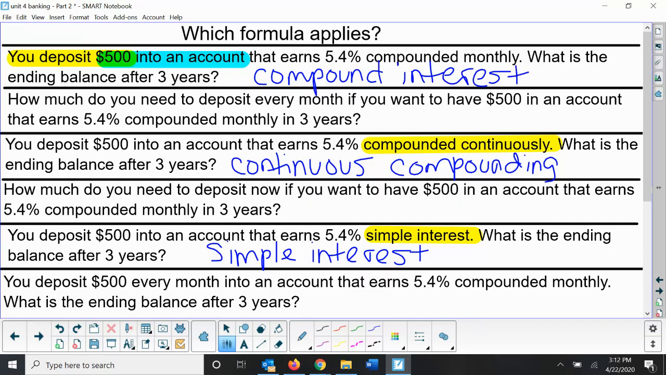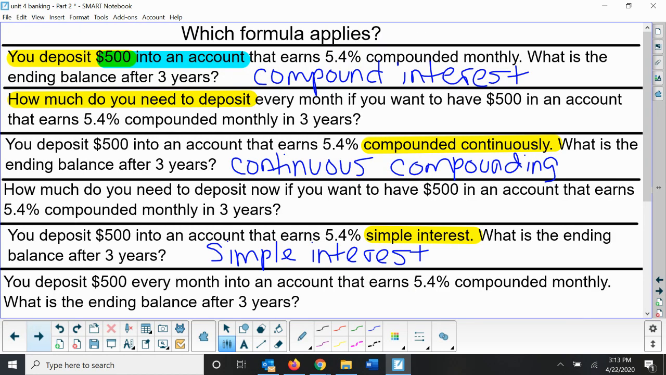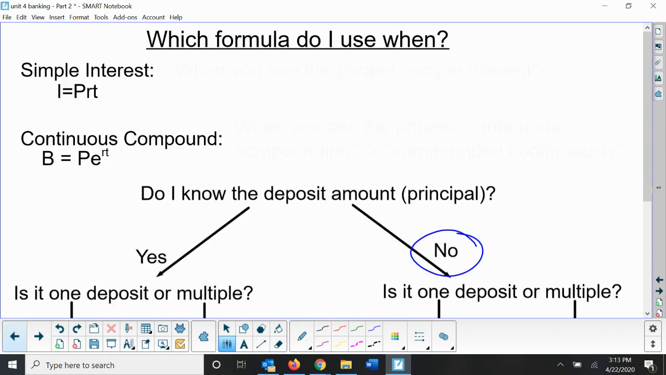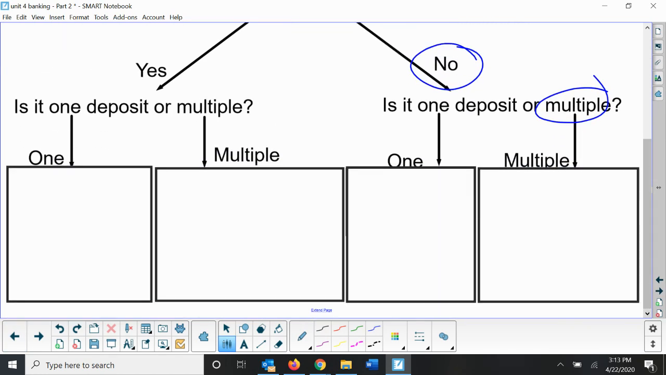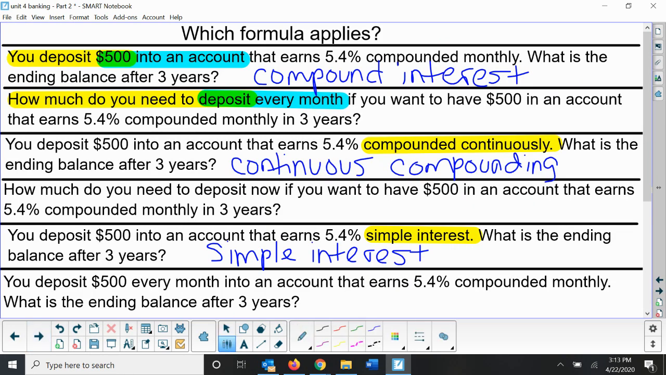With my second problem, I'm going to ask myself that first question. Do I know the deposit amount? And it says right off the bat, how much do you need to deposit? And so that tells me, if it's asking me how much I need to deposit, do I know the deposit amount? No, I do not. And then I need to determine, is it one deposit or is it multiple deposits? And this says deposit every month. And so when we are depositing every month, that is multiple deposits. And so when I look at my flow chart here, don't know the deposit amount and I'm making multiple deposits, that is an example of present periodic.